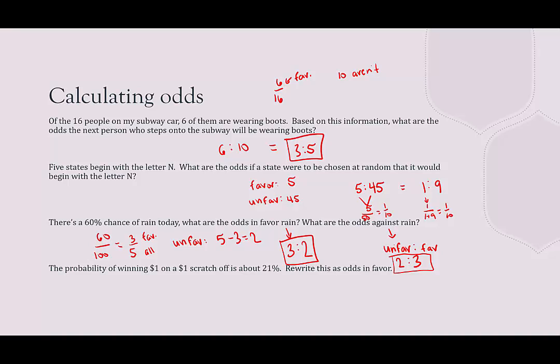And lastly, the probability of winning $1 on a dollar scratch off is about 21%. Rewrite this as odds in favor. Probability, that would be 21 out of 100. This is my favorable, and this is all possible outcomes, right? So unfavorable would be all of the rest of the 100. 100 minus 21 would be 79. I'm looking for odds in favor. I'm being optimistic here. The odds in favor, I have 21 favorable to 79 unfavorable. Those would be my odds in favor of that scratch off.